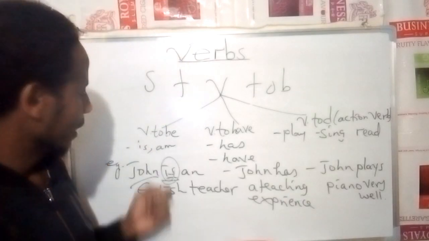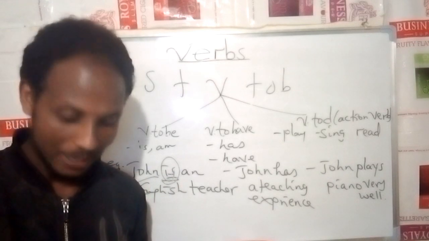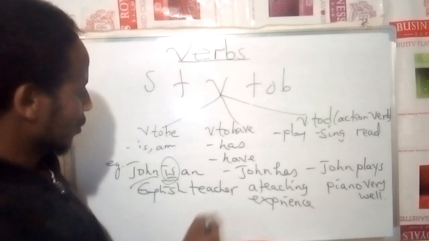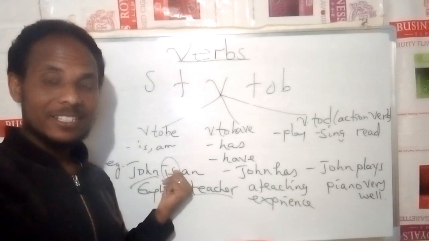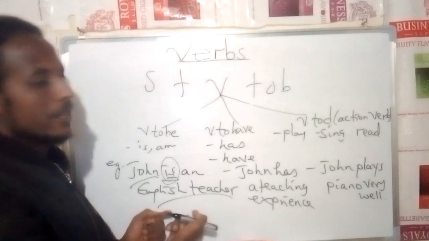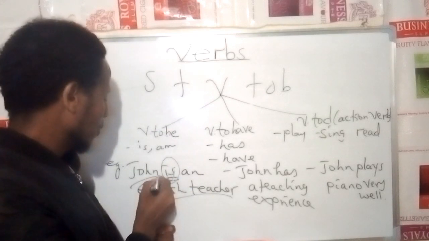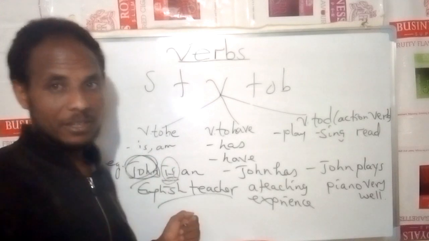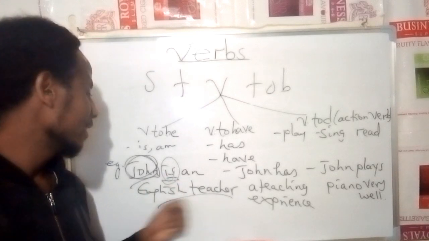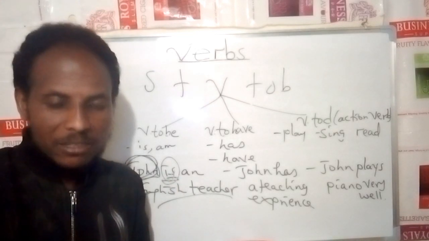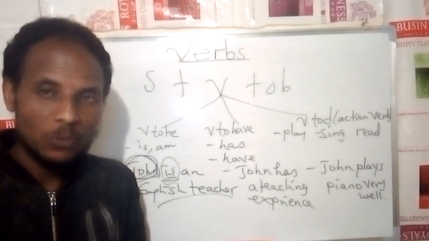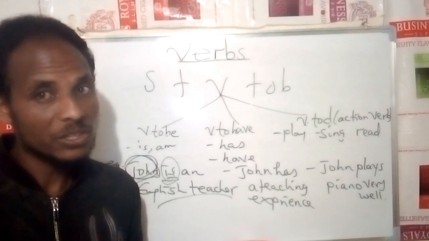For example, in this sentence, the verb to be, is, tells us what the subject of the sentence, John, is. What is he? An English teacher. So the verb to be tells us what the subject of the sentence is about, or it gives us information about the subject of the sentence. So this is the subject of the sentence, John. What is he? He's an English teacher.